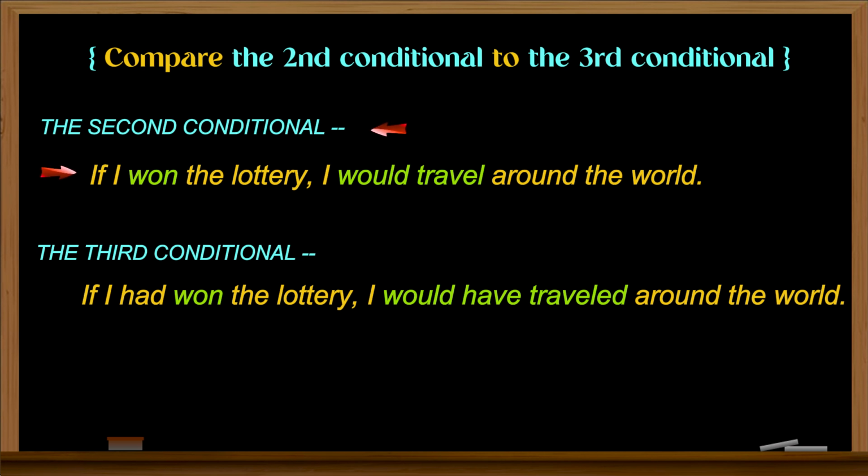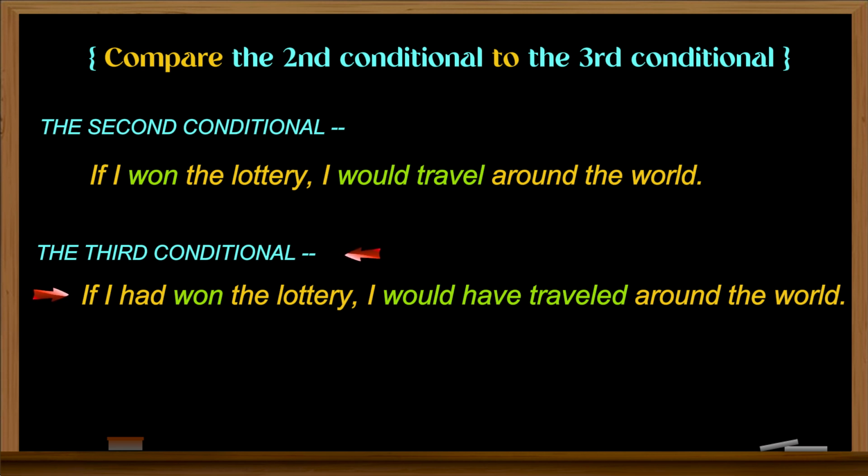So, if I won the lottery, I would travel around the world. This sentence follows the second conditional structure, expressing an unreal or unlikely situation in the present or future. It suggests that we do not expect to win the lottery, but if we did, we would use the money to travel around the world.